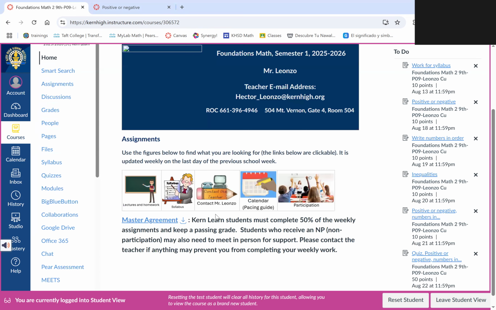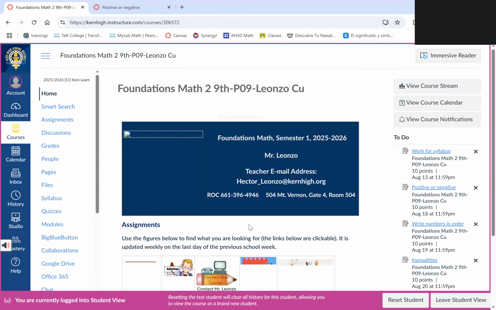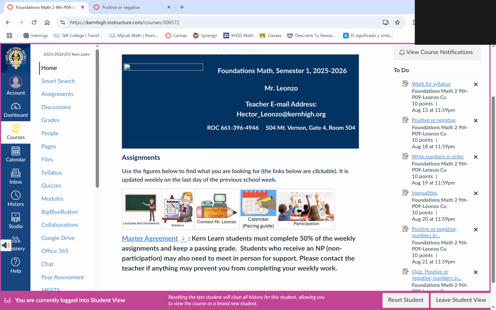Now, another thing is if you need to contact me, here it says contact Mr. Leonzo. So let me come over it. And when I click on it, it gives you my email address and my phone number, just in case you need it again. Let me go here in the home and then our calendar. Here's our calendar and participation. Before I go look at the calendar, it tells me participation.